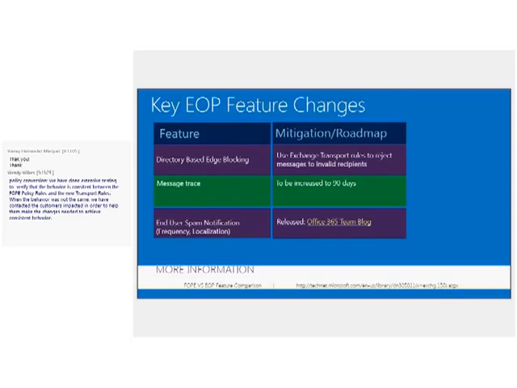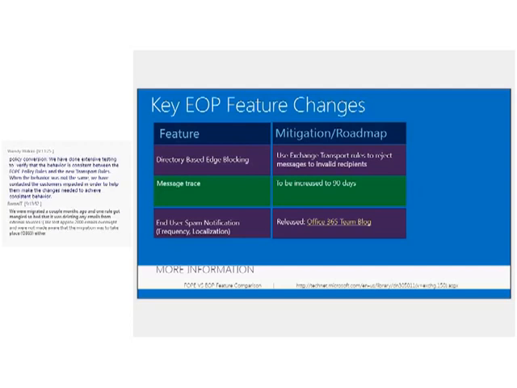Some of the key EOP feature changes. Directory-based edge blocking, popularly known as DBeB, which was present in FOPE, EOP doesn't have at this time. We recommend customers use Exchange transport rules to reject messages to invalid recipients. How you would do that is you would have a security group defined, and all your organization users would be part of it. Then you can set up rules in the EOP mail flow section, where you would define that you do not want to deliver messages to invalid recipients.